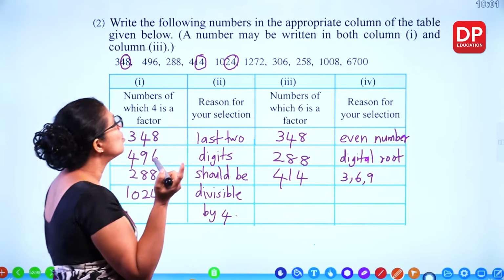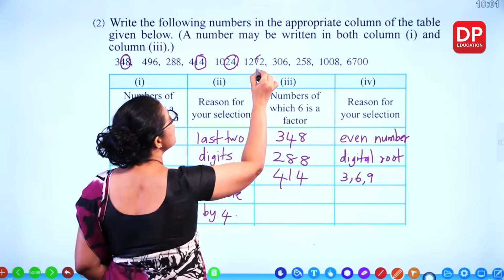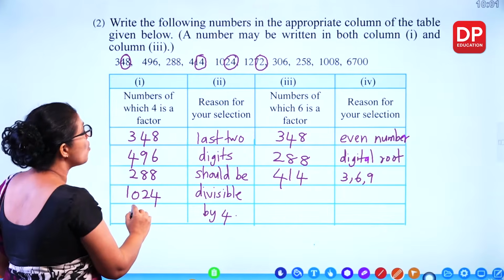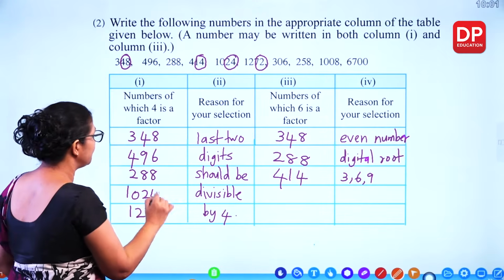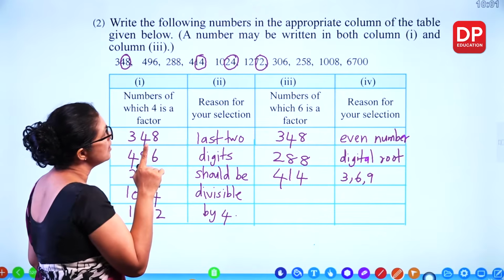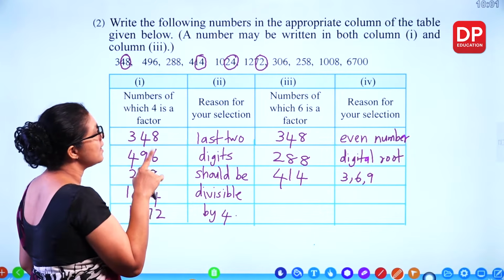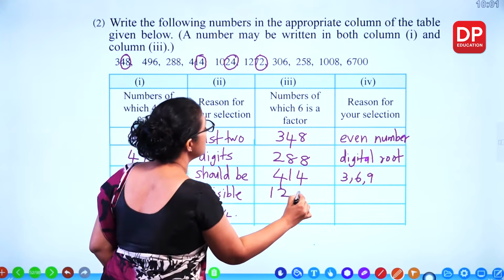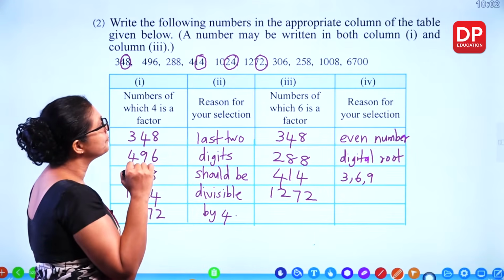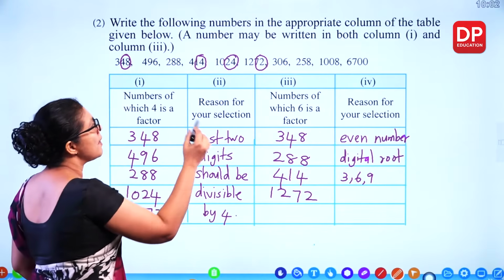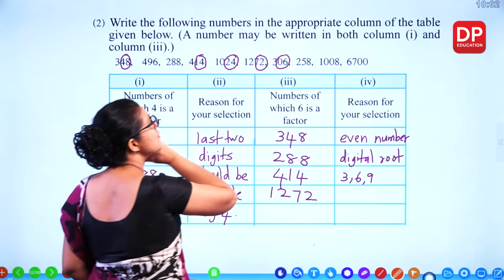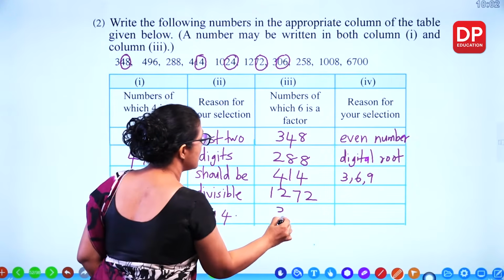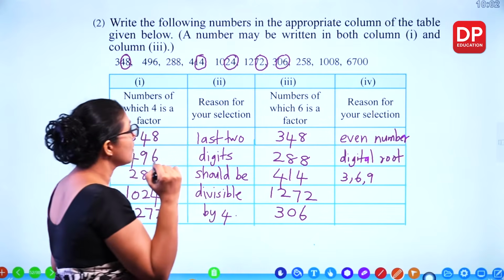This one 72. Yes. It's divisible by 4. 4 times 1, 4. 32, that's 8. So 1272. Then digital root 7 plus 2, 9. 9 plus 2, 11. 11 plus 1, 12. 2 plus 1, 3. So that's divisible by 6 as well. 306 not divisible by 4 because last 2 digits are not divisible by 4. Digital root 6 plus 3, 9. So that means divisible by 6.